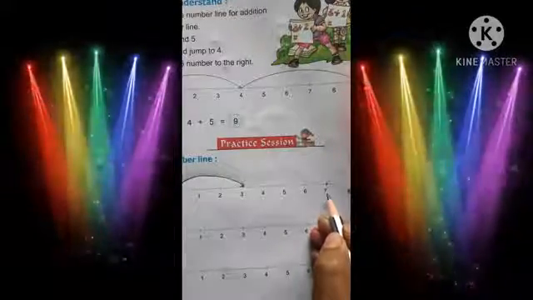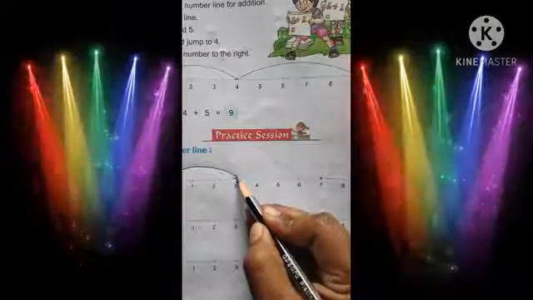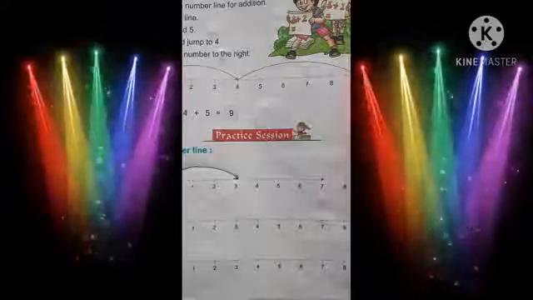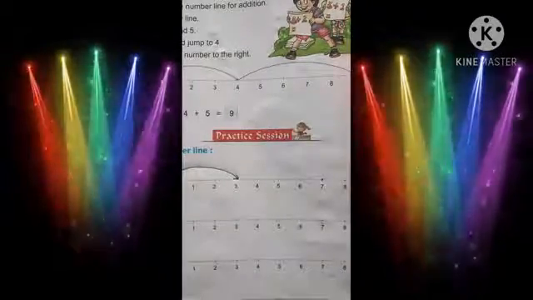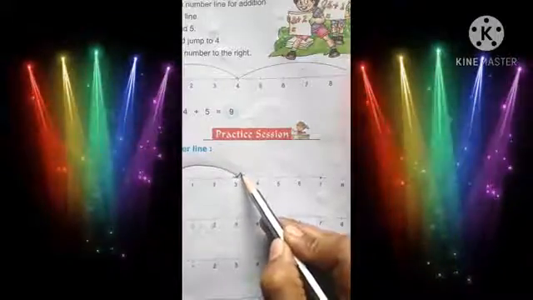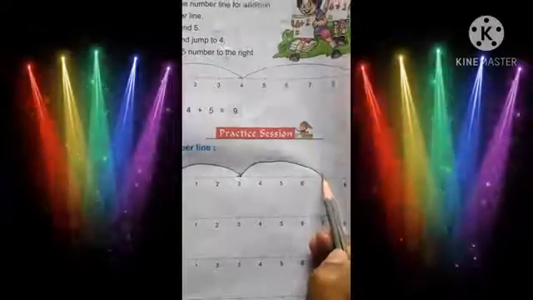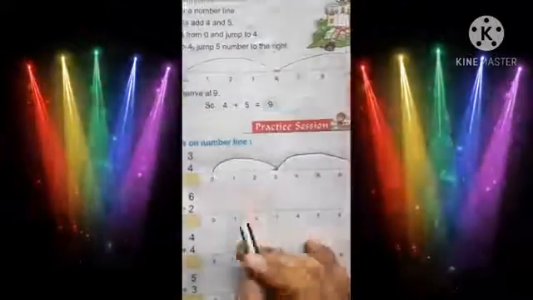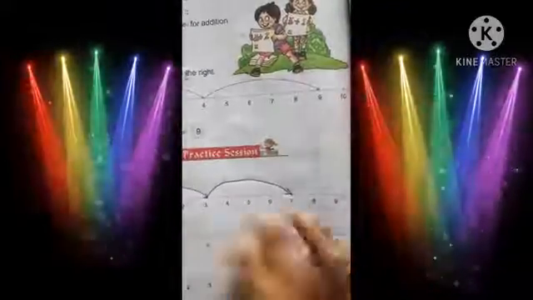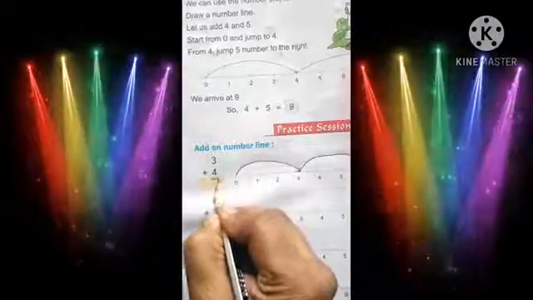This number is 7. So now all of you make one more curve which will start from 3 because the first curve will end on 3. So the next curve will start from 3 and it will reach up to 7. Okay. So the addition of 3 plus 4 is 7. Like this you will get the answer.